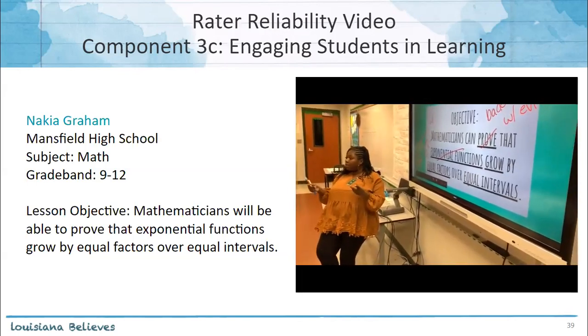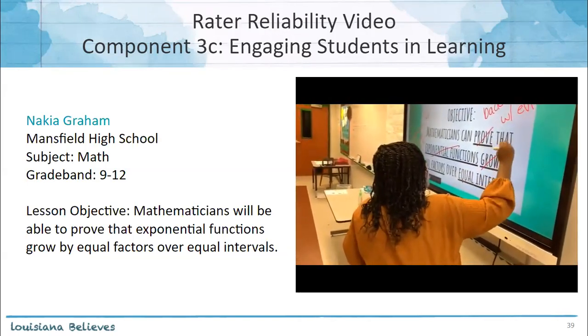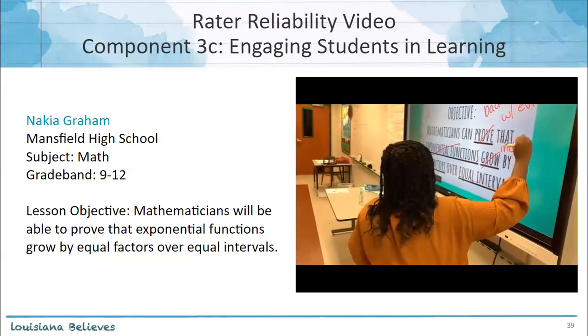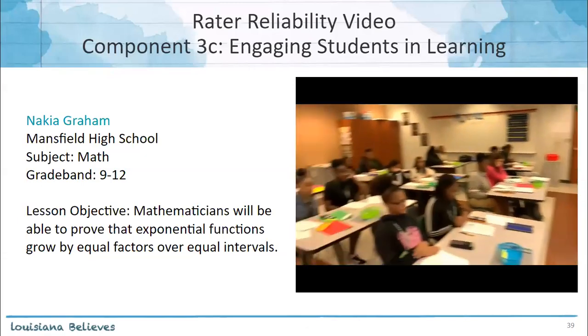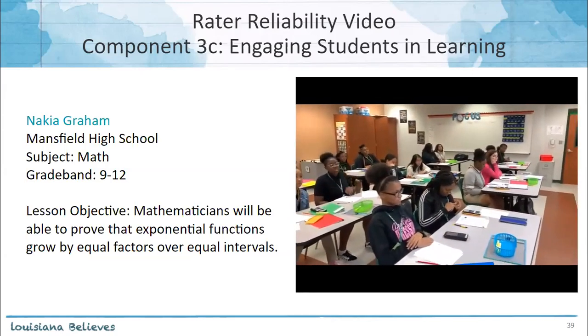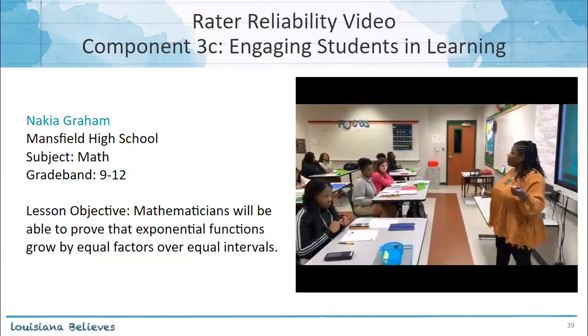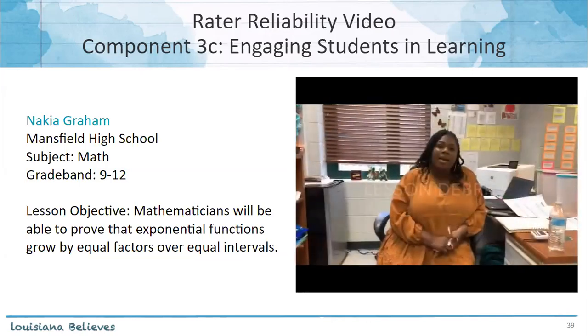Grow means to do what? Increase, okay? They increase by equal factors. What were equal factors again? Okay, then good. So they multiply or divide over equal intervals. Can someone tell me what intervals are? Stages, good.